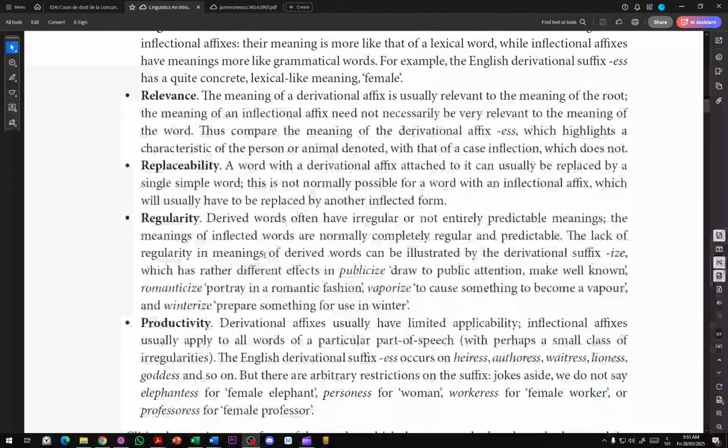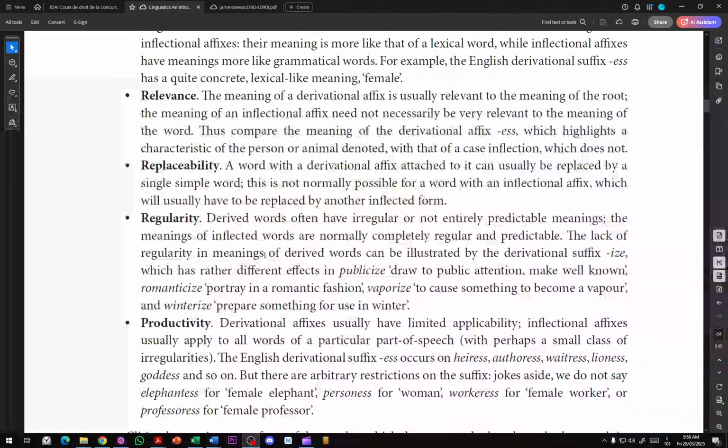The English derivational suffix -ess occurs on heiress, authoress, waitress, lioness, goddess, and so on, but there are arbitrary restrictions on the suffix.